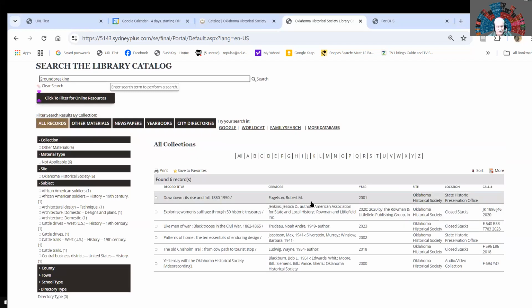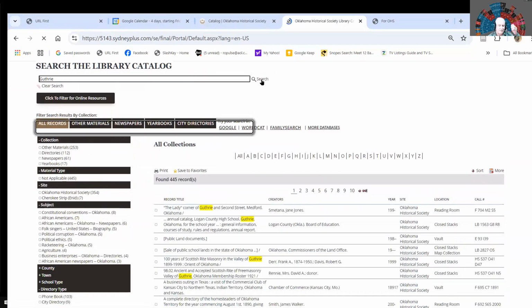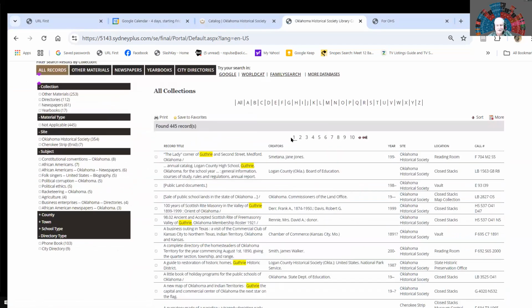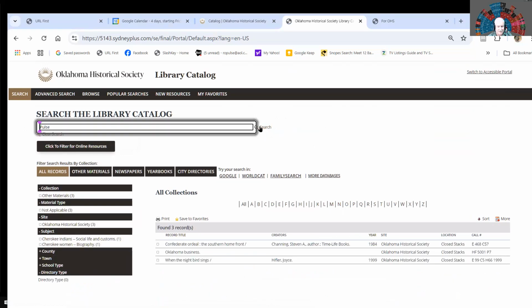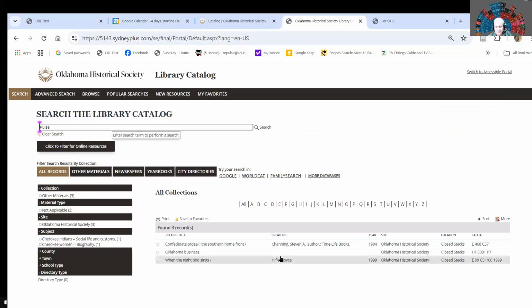So there's the conventions, and the groundbreaking, and then Guthrie. So what do they have on Guthrie? And look at all these numbers up here. There's pages and pages and pages. All right, now we start the surnames. Pulse is always a bad name because there are square wave pulses and everything the pulse is used on. And you only get 3. So one has to believe there's actually names in there.